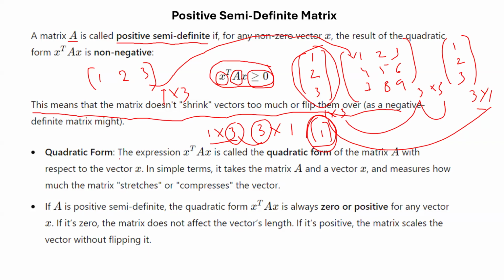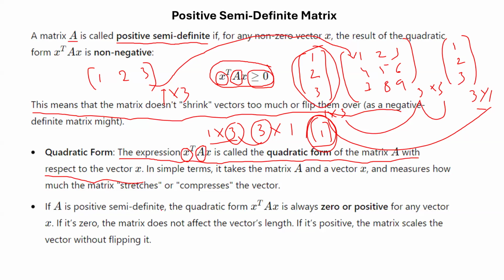The expression X transpose A into X is called a quadratic form of a matrix A with respect to the vector X. In simple words, it takes the matrix A and a vector X and measures how much this matrix stretches or compresses the vector. What is the influence of this matrix on these vectors? If it is going to be a negative value, you cannot call this matrix a positive semi-definite matrix. And if this quadratic form value is greater than or equal to 0, we call that a positive semi-definite matrix.